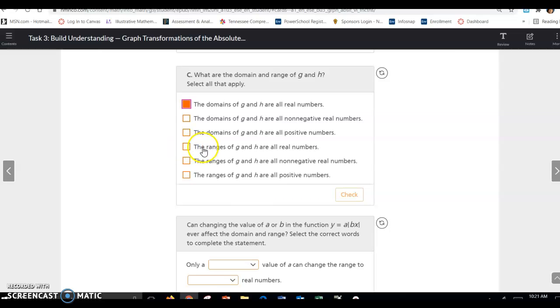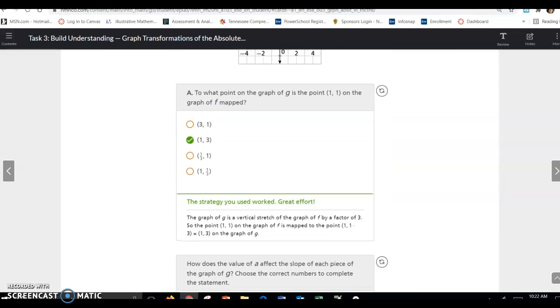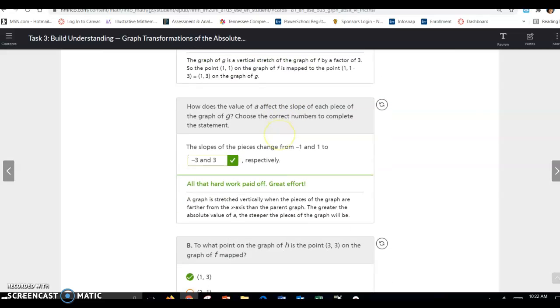Then we talk about the range. The range of g and h have all real numbers. That's not true. The range of g are all non-negative real numbers, not all positive numbers. When we look at the graph, we're going to choose non-negative because non-negative includes 0. It comes down to 0. Both the parent function and the transformation come down to 0, 0. 0 is included. So 0 is a non-negative number, but it's not positive.